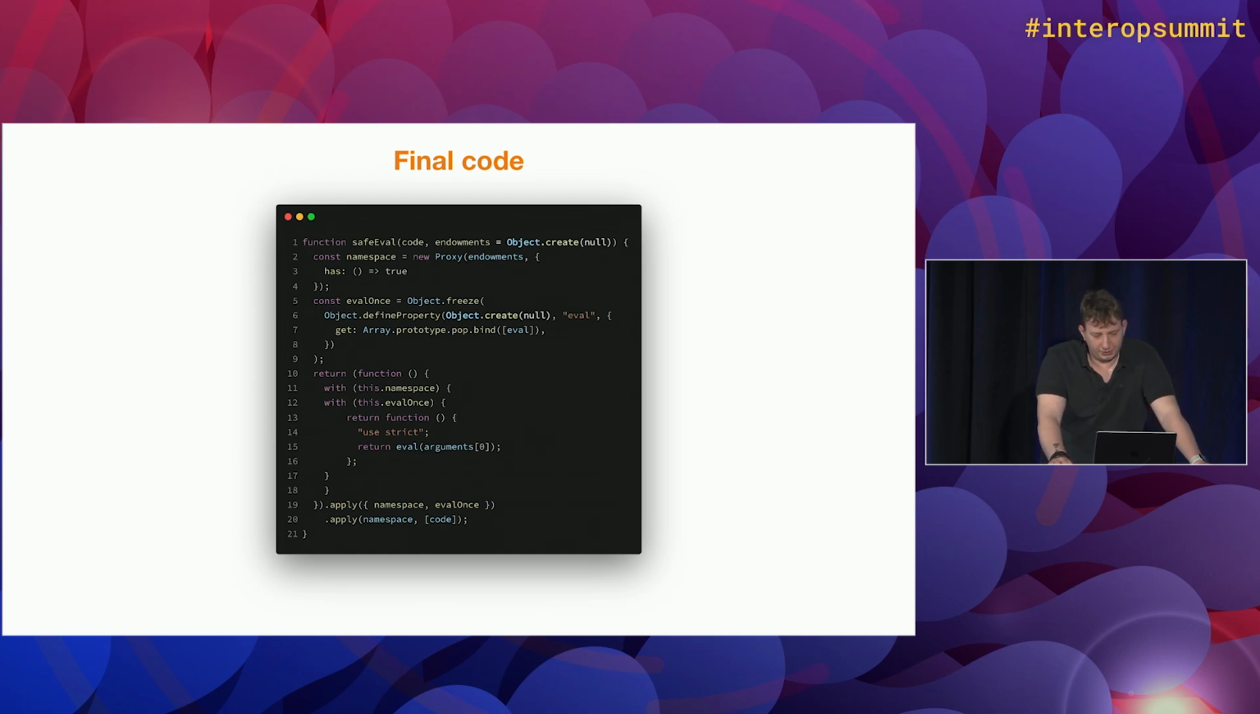I've added two new things on line 1 and on line 6. There's Object.create(null). When you create an empty object, it has a prototype, which is the object prototype. But if you create it with Object.create(null), you set the prototype to null. So now, even if you forget to harden or lock down things, you won't be able to access the prototype of the endowments object or the eval once object.